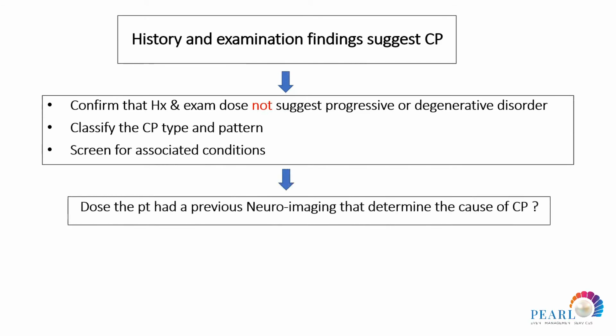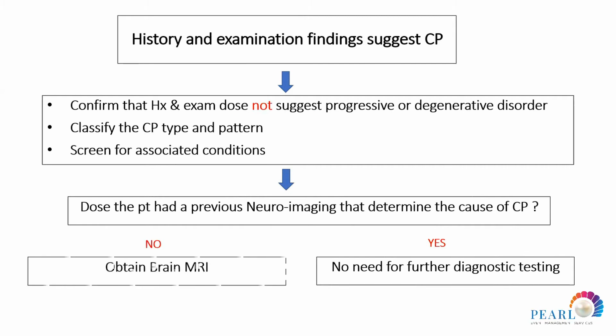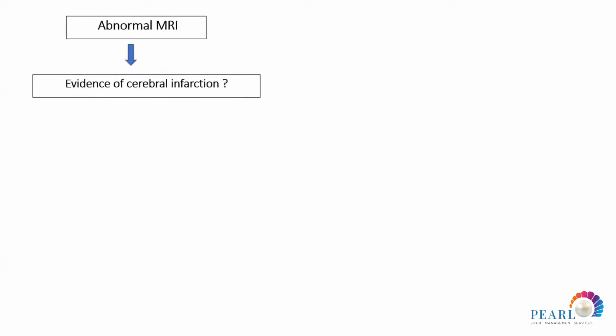And then the big question comes: does the patient have previous neuroimaging? If neuroimaging was done and it suggests the cause, there is no need for further diagnostic testing. If there is no MRI, of course, you need to obtain an MRI. So if the MRI is abnormal, the next question is: is there any evidence of cerebral infarction?